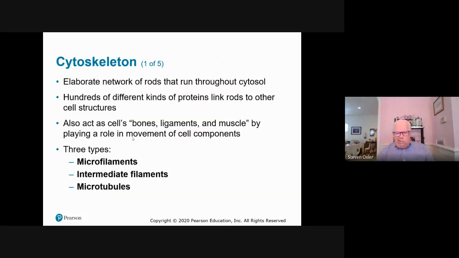But let's talk about the structure or skeleton of the cell. It's called the cytoskeleton, cell skeleton. It's an elaborate network of rods that run throughout the cytosol. It's the bones and ligaments and muscles of a cell. And there are 3 types. And you should know the difference between microfilaments, intermediate filaments, and microtubules.